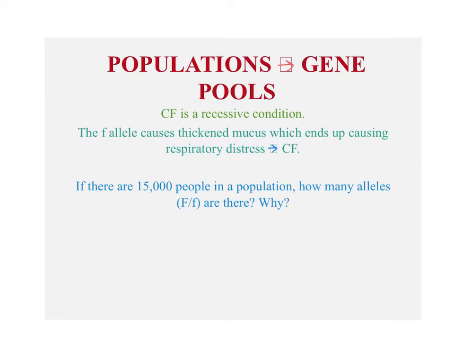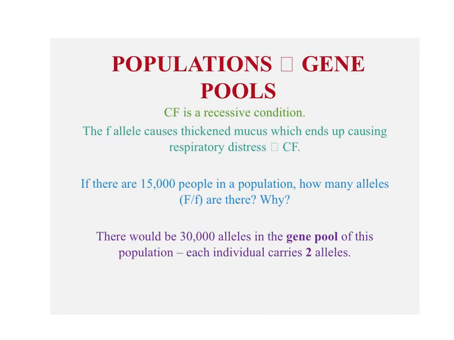Okay? Now imagine we have got 15,000 people in a population. How many alleles of either F dominant or F recessive are there, and why? Pause, have a think about that question and play again when you're ready.